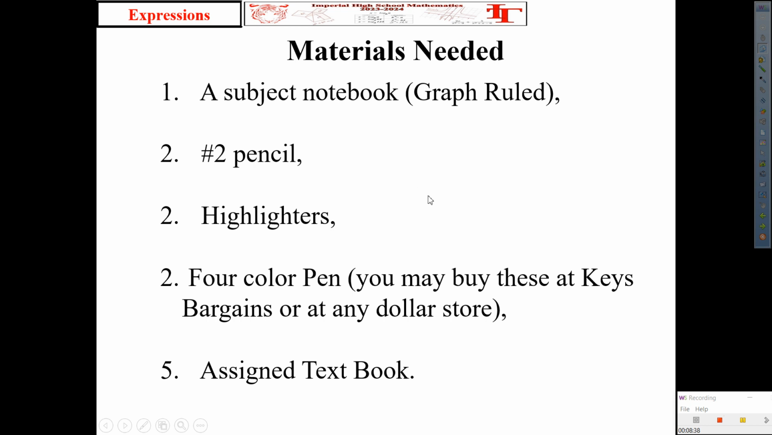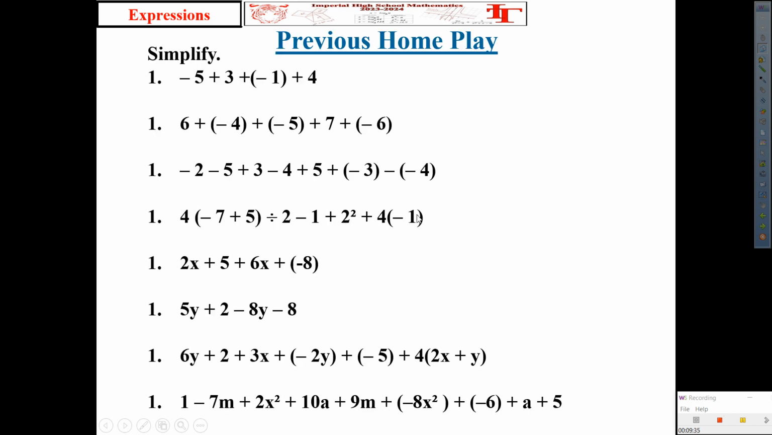All right, so once again, get your materials, please. Previous homework, problem number 1. Did everybody finish problem number 1? I want you to go to the last one and share with your neighbors, see what they got for the last one of those. Let's see what they got.